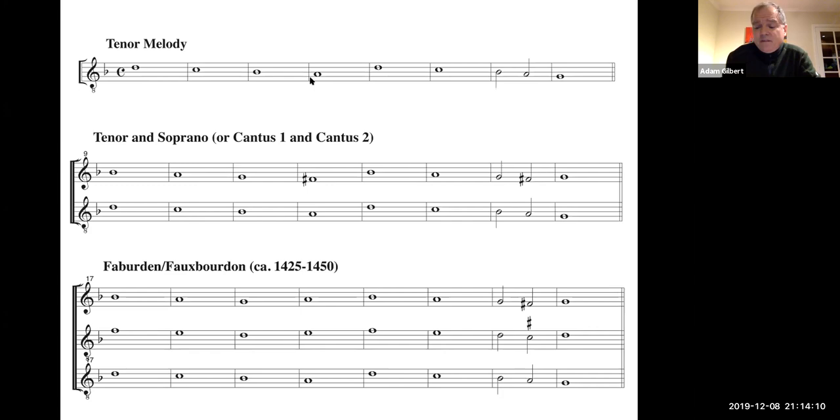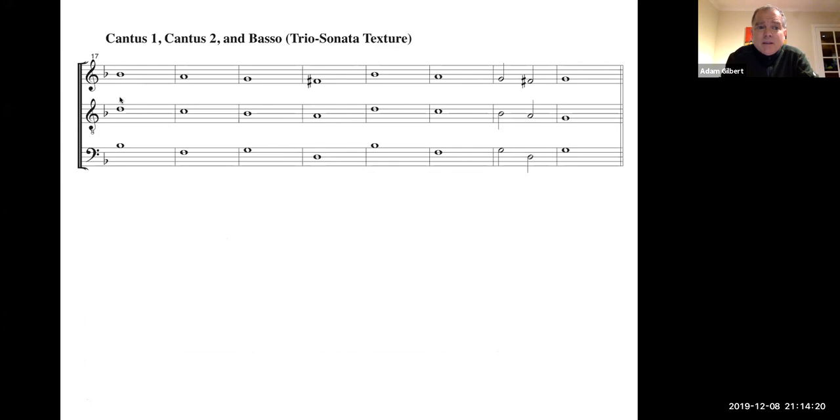So this was common until about 1450. And gradually from 1450, something happened. This middle voice dropped below the tenor voice. So we still have that original melody, and the top melody above it.